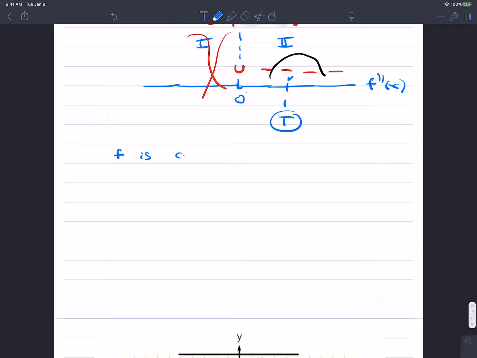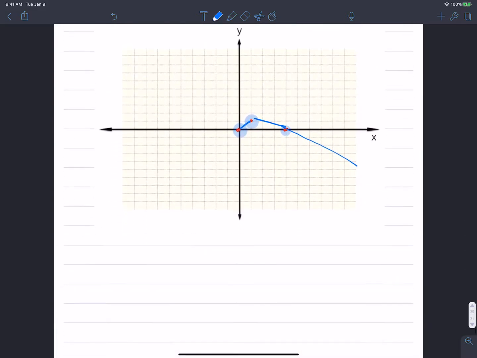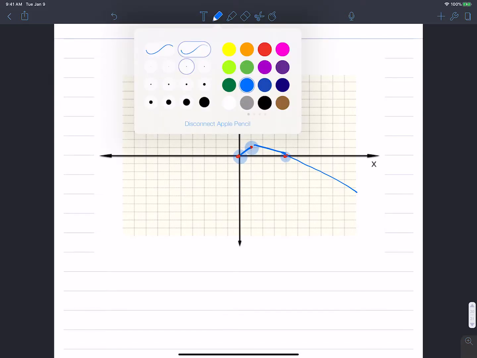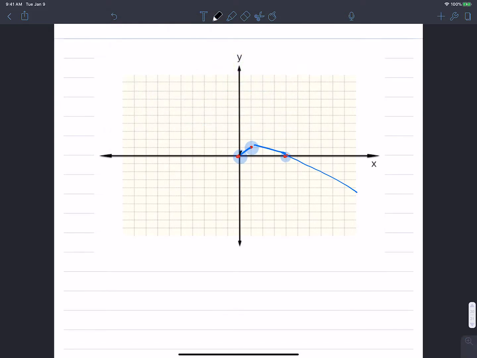F is what? Concave down only from what interval? 0 to infinity. So it doesn't hold water. So if you say, how does that look to not hold water? Well, it looks exactly like this. Just make sure you draw a curve, not straight lines, that does not hold water.